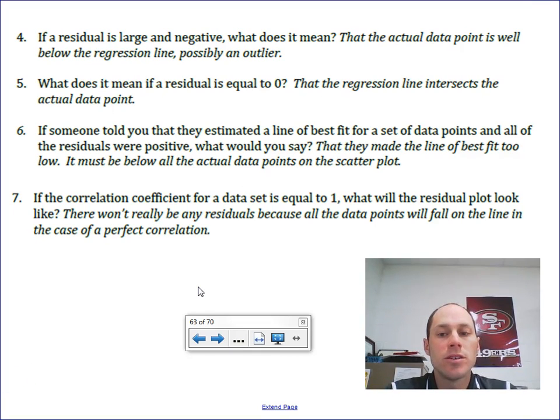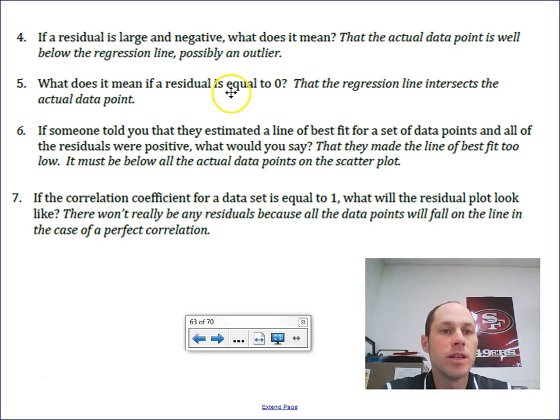All right, so as we look to understand what residuals are and what they tell us, we had a couple of questions. Here are some of the answers that I came up with, and you can compare them to what you had. The first one: if a residual is large and negative, what does it mean? Well, that shows that the actual data point was well below the regression line. It could be an outlier if it's a very large negative number, but negative means it's below our line. Positive means it would be above. The smaller the number, the closer it is to the regression line.